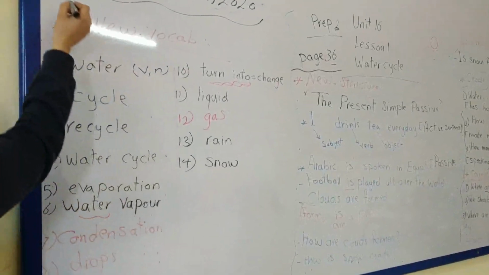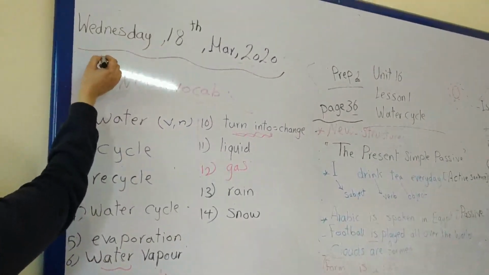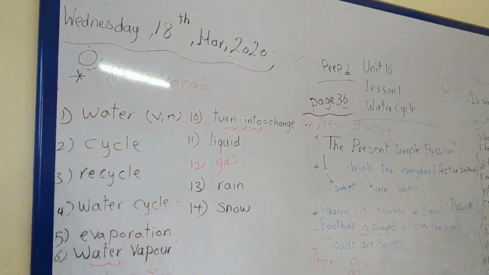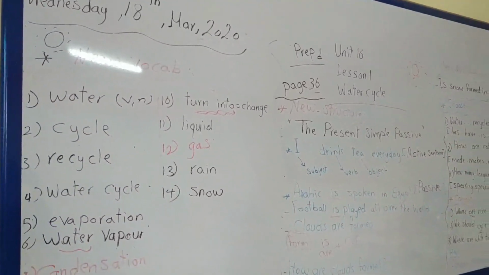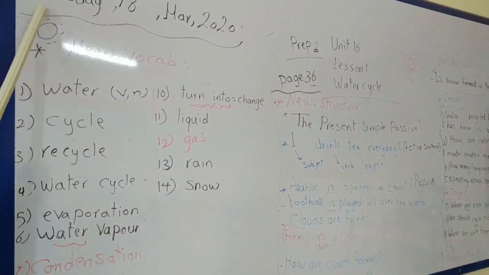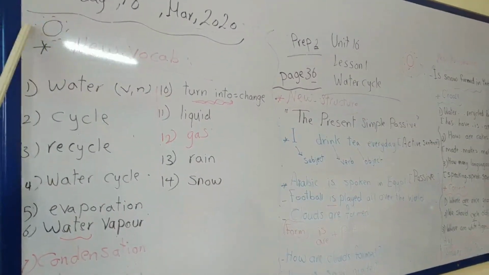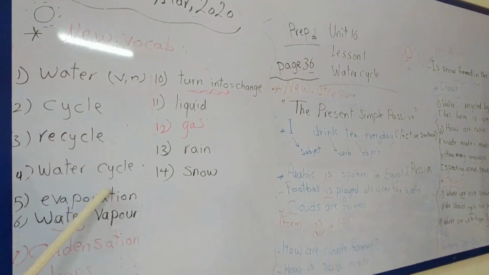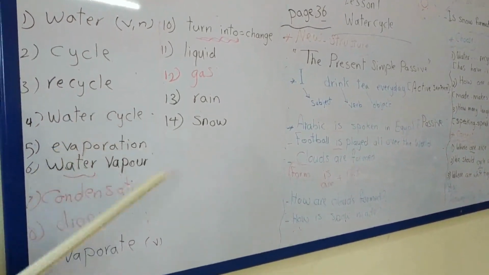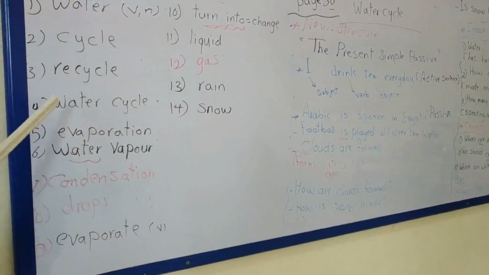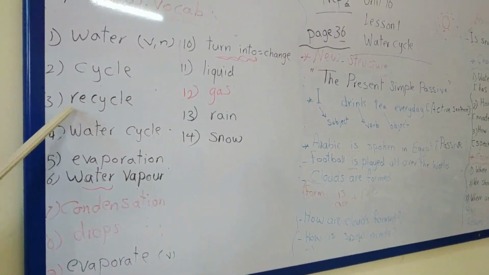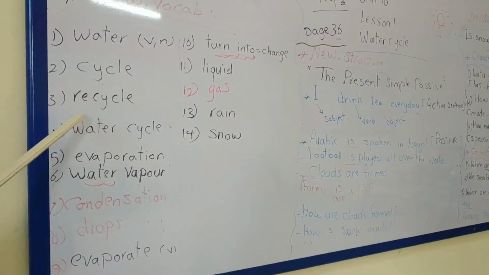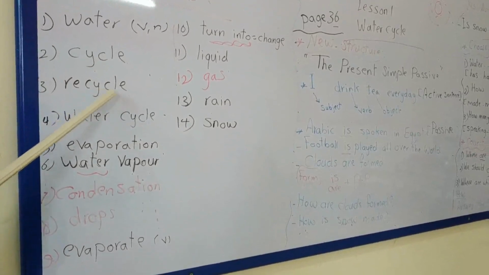This is the earth. Water moves around the earth by nature. It's called the water cycle. Cycle means double in meaning. And this verb, recycle. What is the meaning of the word recycle? Like return, turn and return, die and die again.